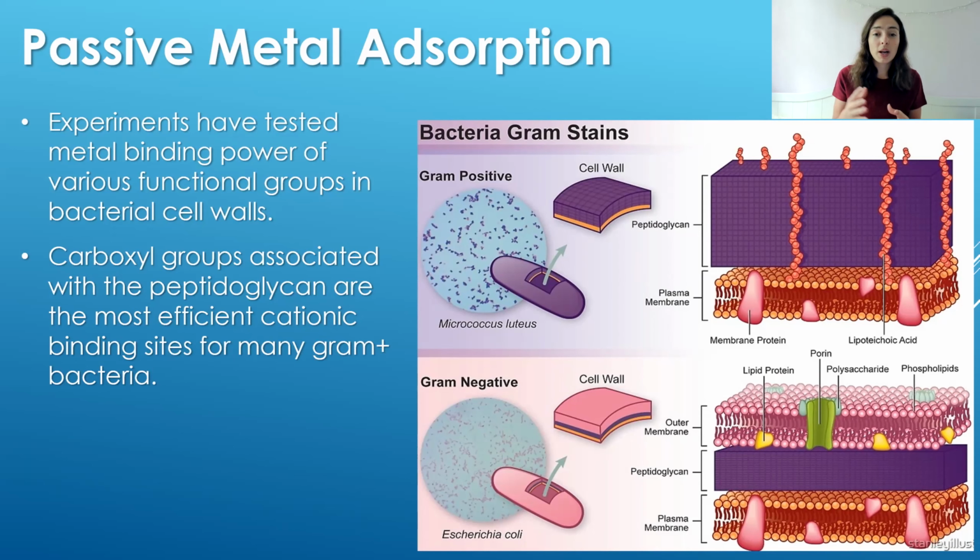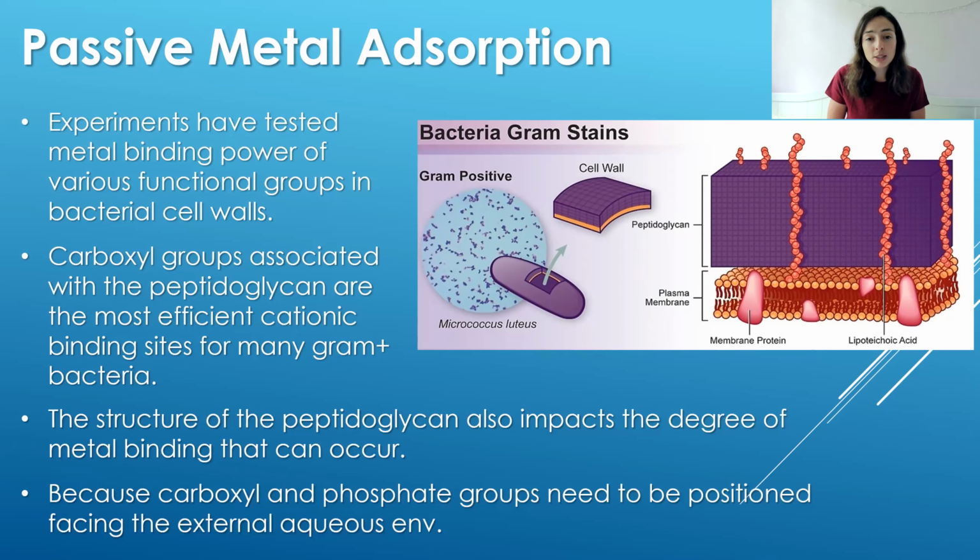carboxyl groups, such as what I mentioned earlier in the outer layer of algal cells, are also associated in the peptidoglycan of bacterial cells. And as the peptidoglycan is the outermost layer in gram-positive cells, as shown here in this figure that we showed earlier, we can see that these cells would be pretty efficient at metal binding, seeing that carboxyl groups have been shown to be the most efficient cationic binding sites, especially for many gram-positive bacteria.